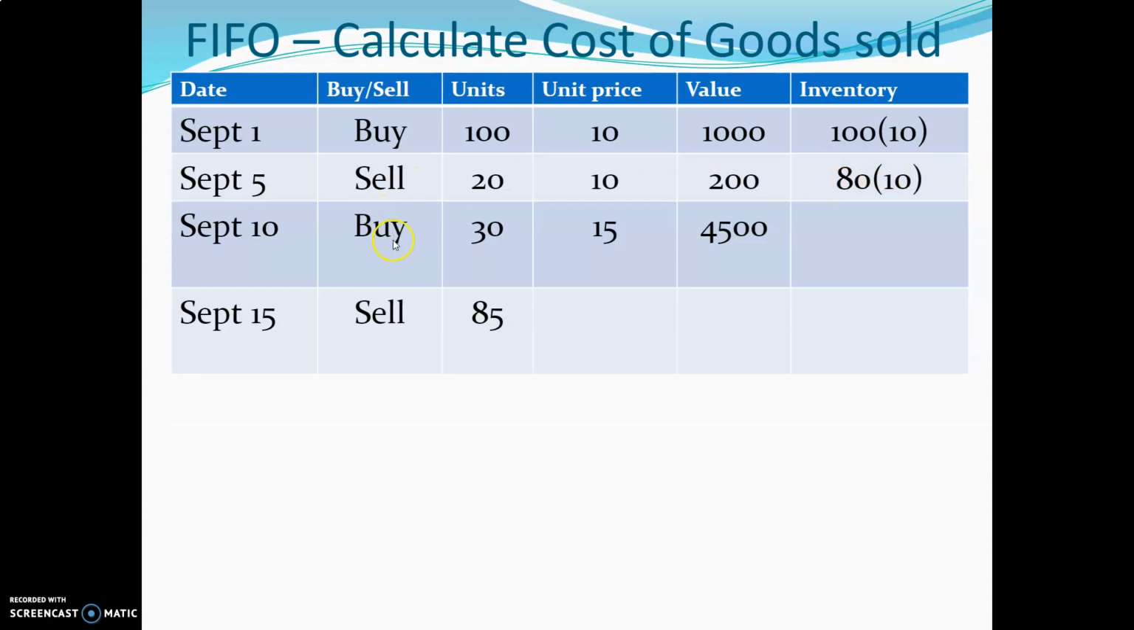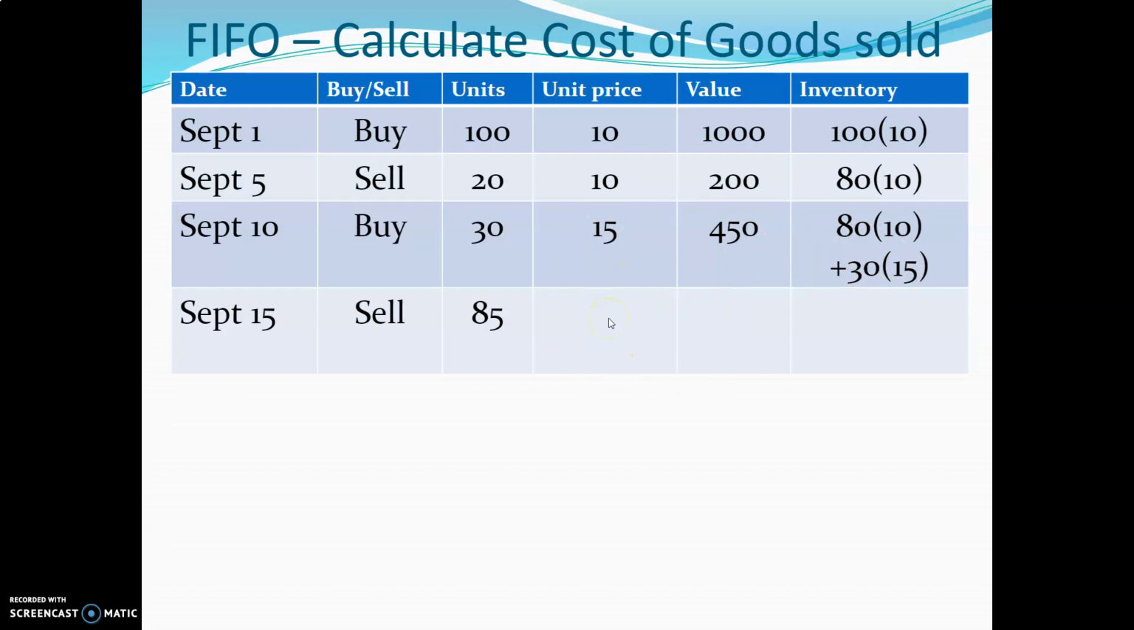But then we end up going off and buying 30 more units, but in this case it's a different price, and this is where it starts to get a little bit more complicated. Now we've got a total value of 4,500. What exactly is our total value? Well, we've got 80 units at $10 per unit and 30 at 15.